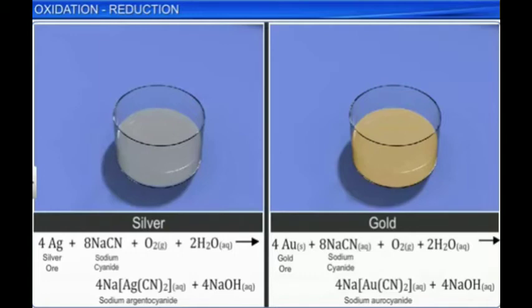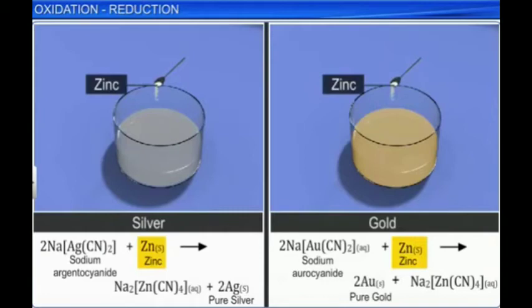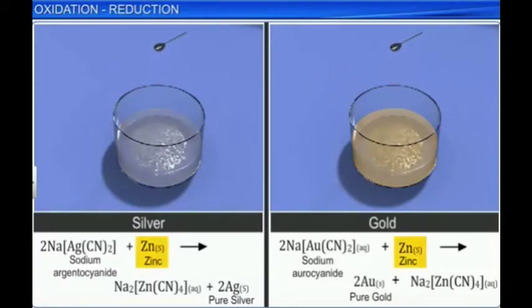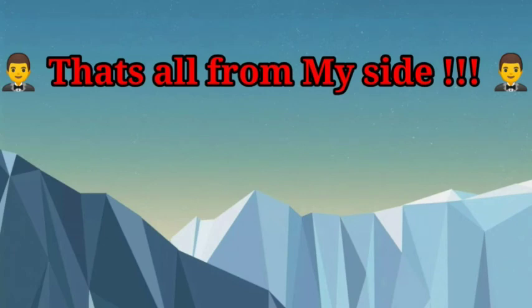The next step is recovery of the metal from the respective complexes by reduction or displacement using zinc. In this process, zinc acts as a reducing agent, which means it reduces silver and gold ions to silver and gold metal. Okay, fine. That's all about oxidation and reduction. That's all from my side.